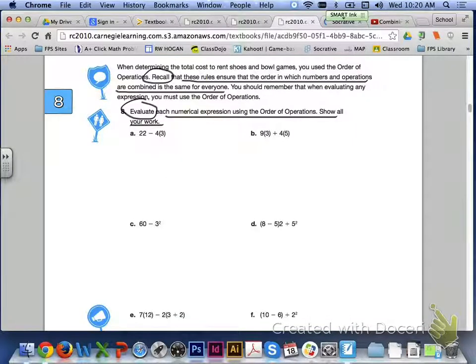If we turn to page 542, it says when determining the total cost to rent shoes and bowl games, you use the order of operations. Recall that these rules ensure that the order in which numbers and operations are combined is the same for everyone. You should remember that when evaluating any expression, you must use the order of operations. So let's take a look at number 8. We need to evaluate each numerical expression using the order of operations and make sure that we show all of our work. So go ahead and do letters A through F.